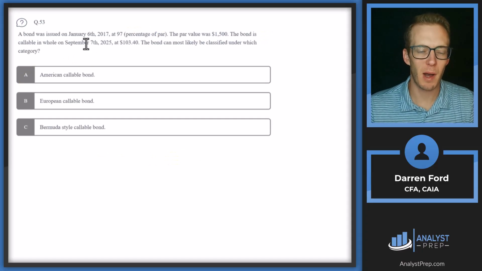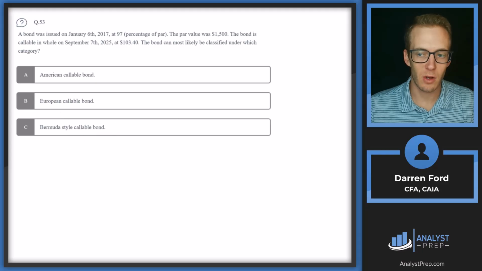Question 53. A bond was issued on January 6, 2017 at 97 as a percentage of par. The par value was $1,500. The bond is callable in whole on September 7, 2025 at 103.4. The bond can most likely be classified under which category? So we've got American callable bond, European callable bond, or Bermuda style callable bond.